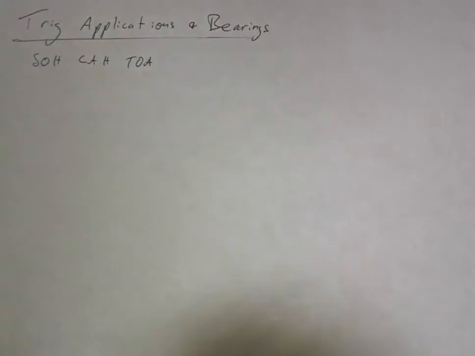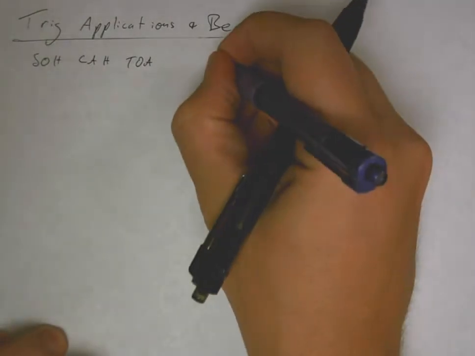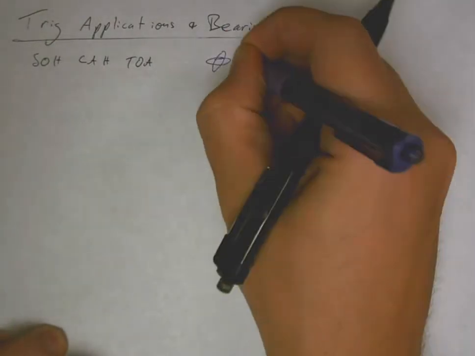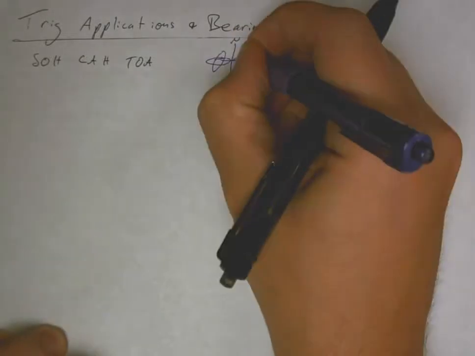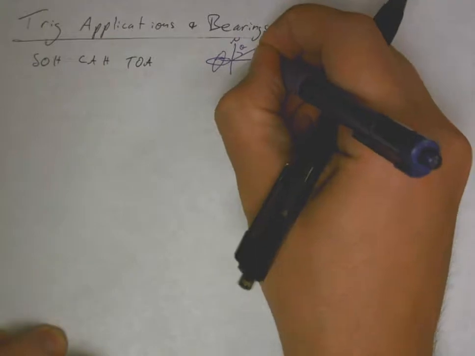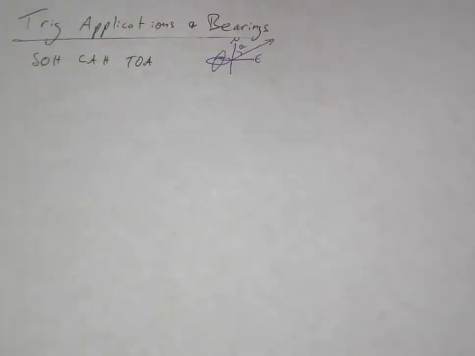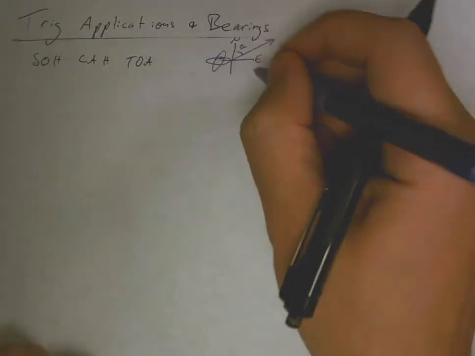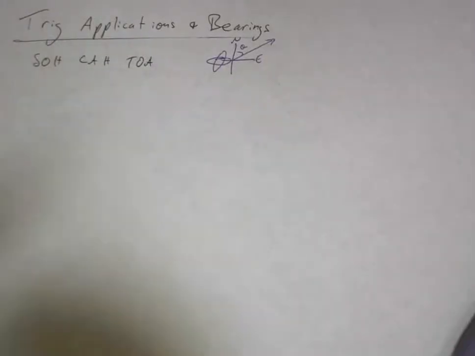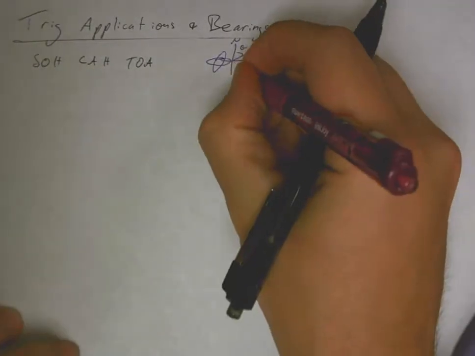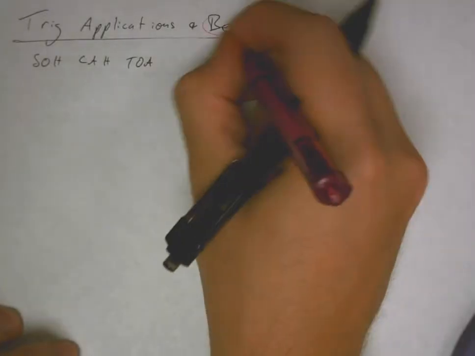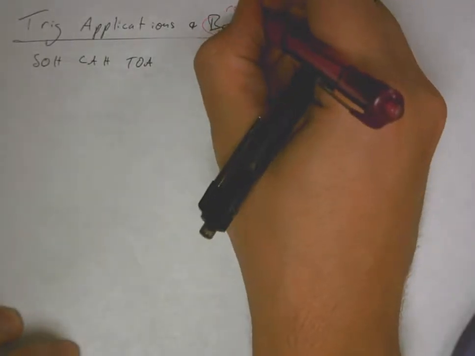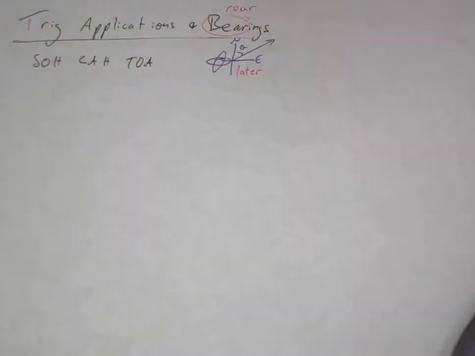Bearings is talking about navigation and things. So when you're flying in a plane and you have to go, say, north however many degrees east, the plane knows where it needs to fly. But we will talk about that later. Save it for later. The bear goes roar.